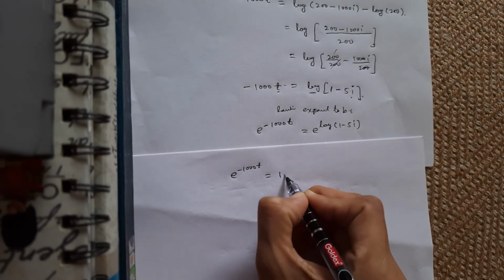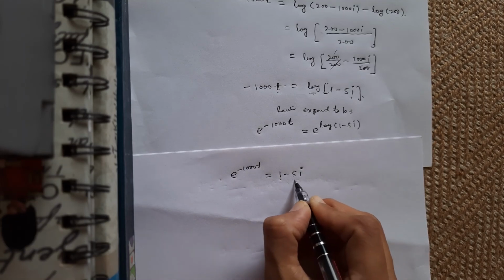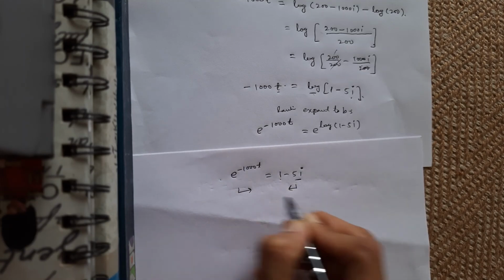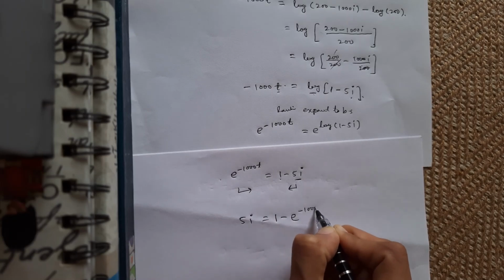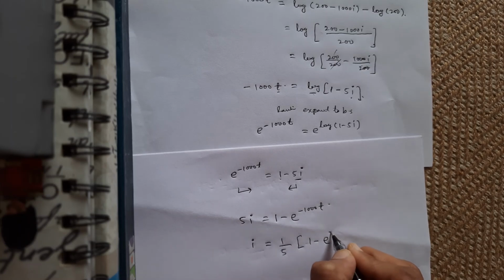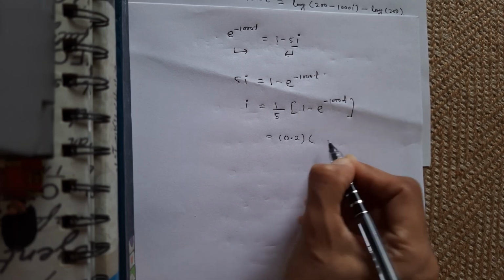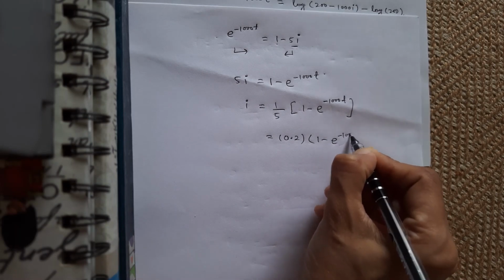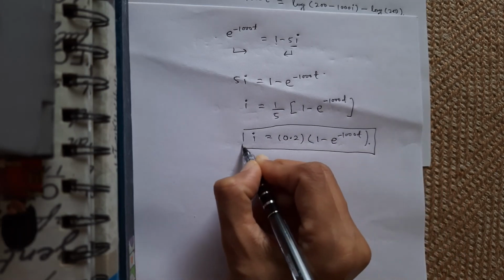This gets cancelled, 1 minus 5i. Now take this 1 to this side, or take this 5i to this side and e to this side. Okay, so I get 5i equals 1 minus e to the power minus 1000 t. So I equals 1 upon 5 into 1 minus e to the power minus 1000 t, and 1 upon 5 is nothing but 0.2 into 1 minus e to the power minus 1000 t is I. So that's how I got the current.